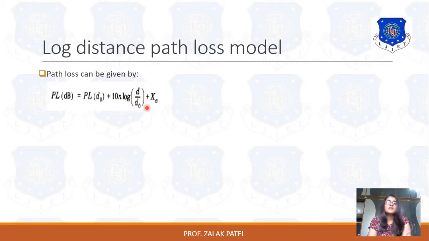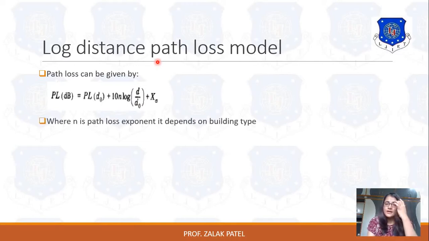Here the equation is in the form of logarithm, so it is 10 n log d by d0. Actually it is d by d0 raised to n, but we take the logarithm of path loss, that's why over here 10 n log d by d0. Here n is the path loss exponent, d is the distance between transmitter and receiver, d0 is our reference distance, and a new term is added, which is X sigma. X sigma is a type of random variable that we also take in the shadowing model.